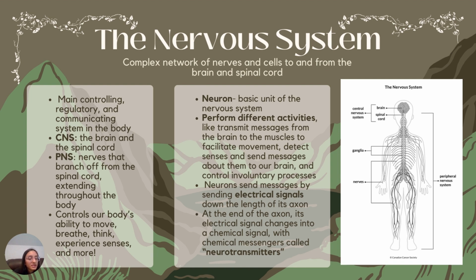Neurons send messages by sending electrical signals down the length of its axon, a part of the neuron which we'll discuss later. At the end of the axon, its electrical signal changes into a chemical signal, which is released with chemical messengers called neurotransmitters, into the synapse.